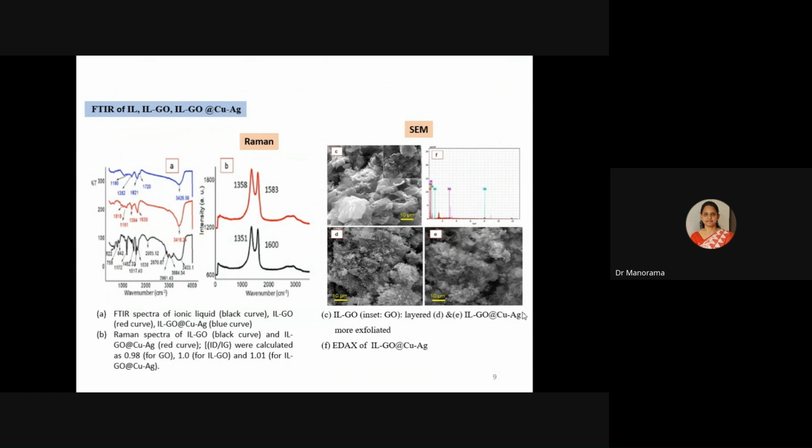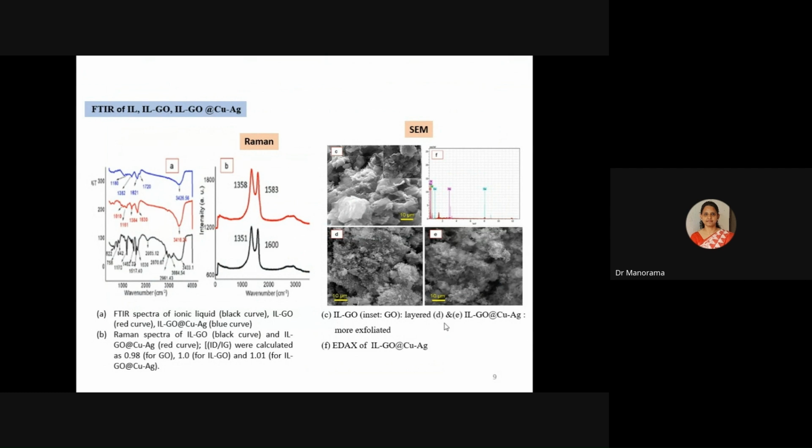For the ionic liquid it is 1, and for the final composite it is 1.0. So we know that if the ID by IG ratio increases, it means defects are there, and that confirms the formation of the nanocomposite by the combination of the different components.